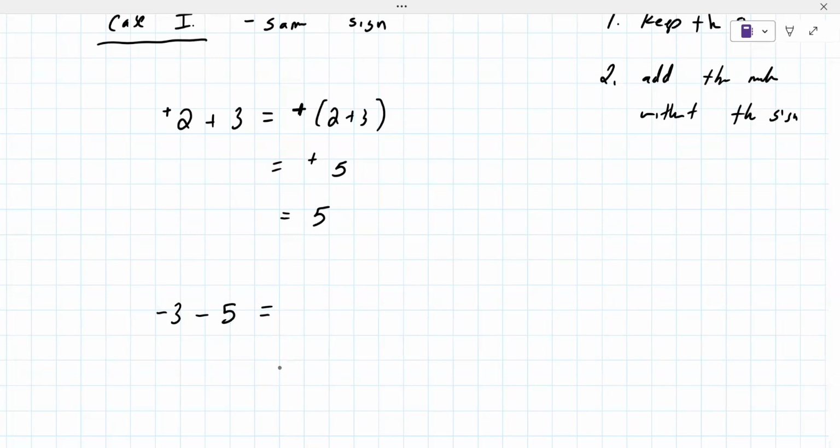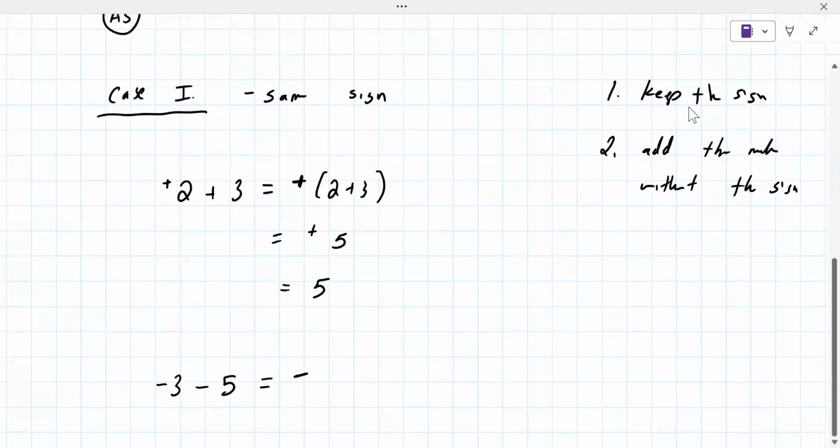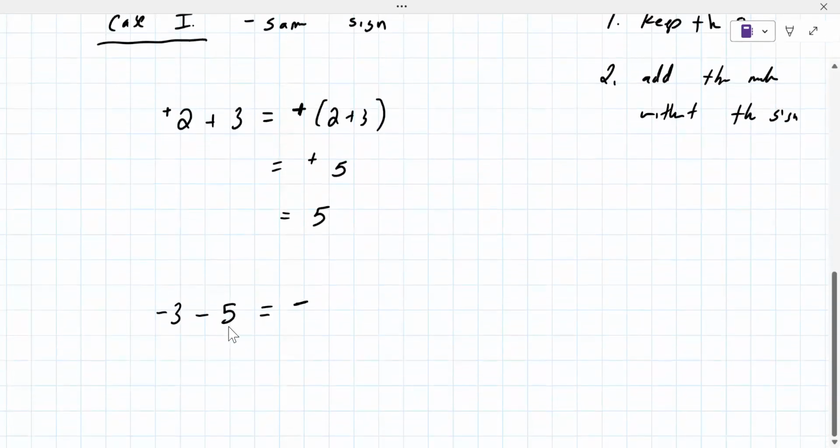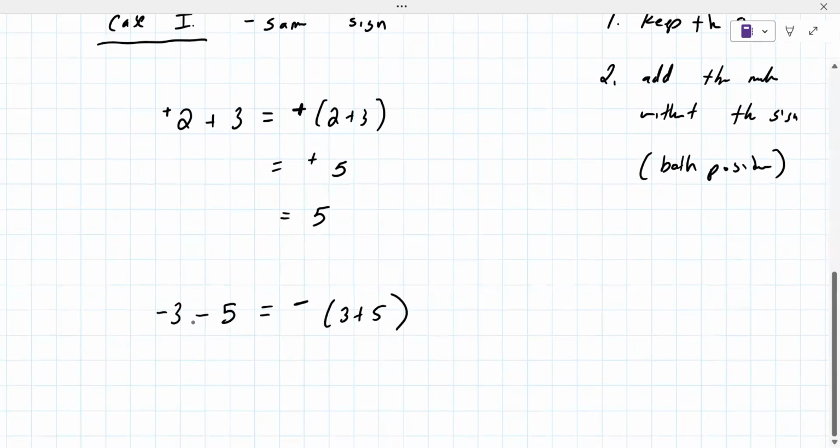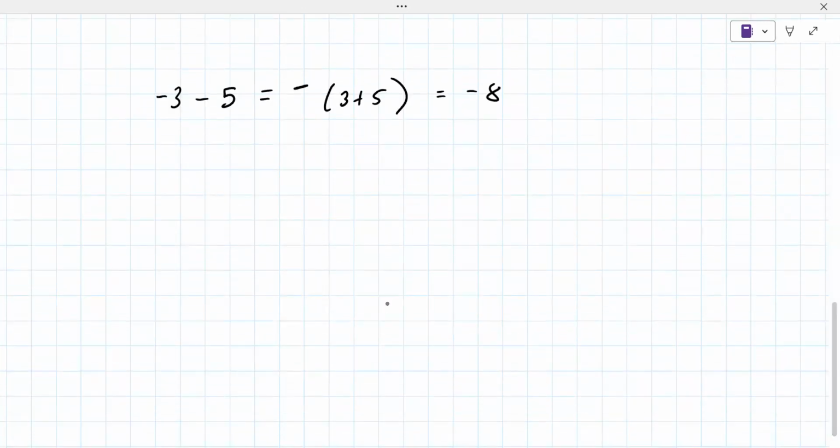Now these are same sign. That means the answer is negative. That's the first thing. You keep the sign. Then you add the numbers without the sign. Basically, you make them both positive. If they're already positive, they're positive, but in this case, it's 3 plus 5. What is 3 plus 5? 3 plus 5 would be 8. So this becomes -8. I see. Same sign means you keep the sign. Add the numbers without the sign, making them both positive.